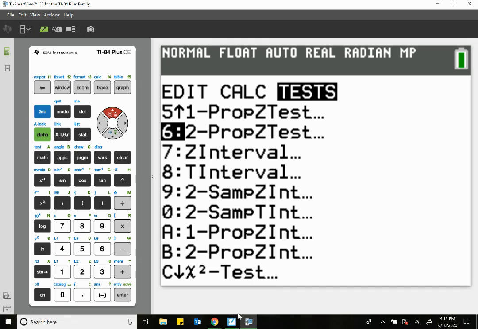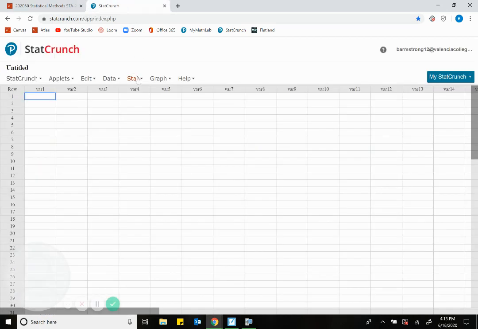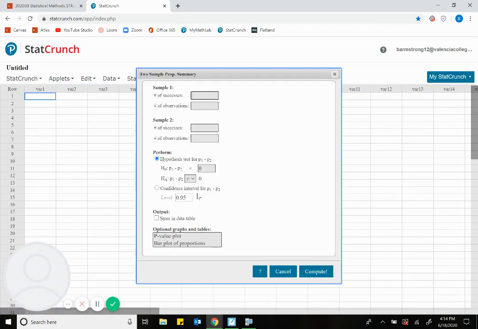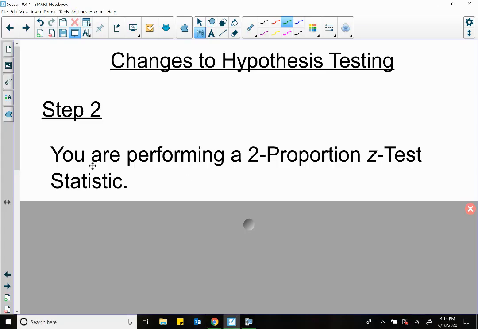Okay. In StatCrunch, I'll show you that one real quick. So in StatCrunch, you go to stat, down to proportion stats, and this time you're going to do 2 sample with summary. So proportion, 2 sample with summary. Okay? All right. So let's cancel that out. So now you know where they're located.